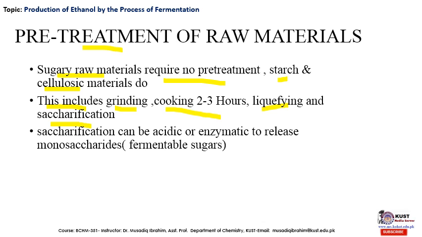Now the saccharification, which I explained in the previous slide, can be carried out in an acidic or enzymatic environment to release the monosaccharides, which are the fermentable sugars from which the ultimate product of ethanol can be generated.